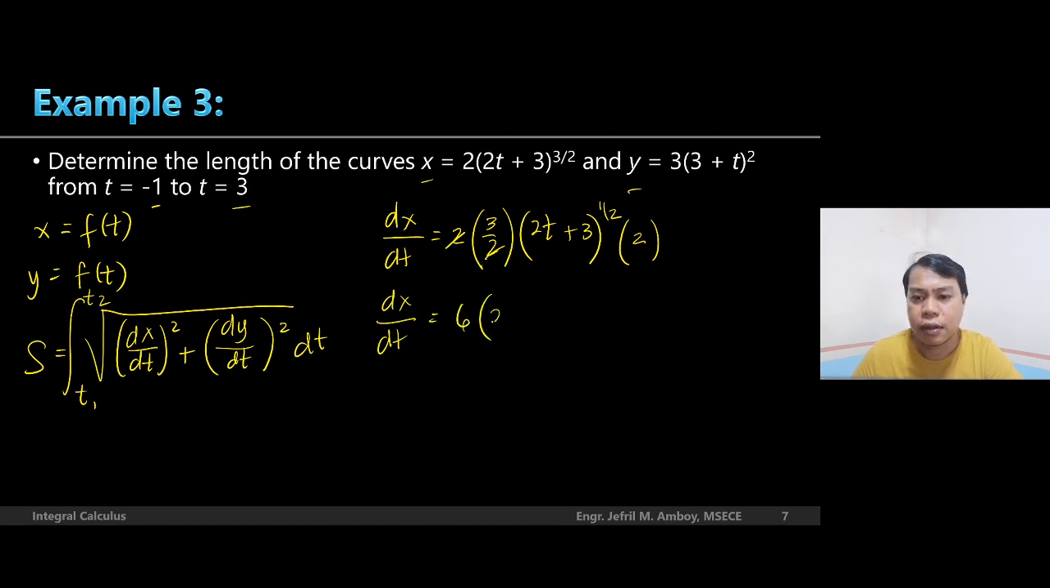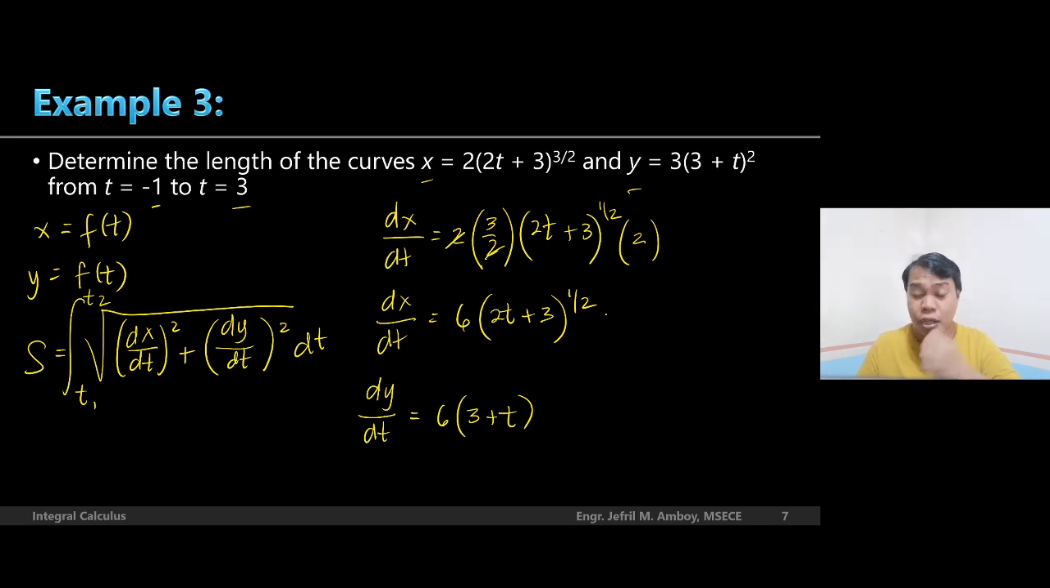6 times (2t plus 3) raised to 1 half. Okay, we do the same for y. Let's get dy over dt. So here is our y. dy over dt is 6 times the quantity 3 plus t, and then 2 minus 1 is just 1.